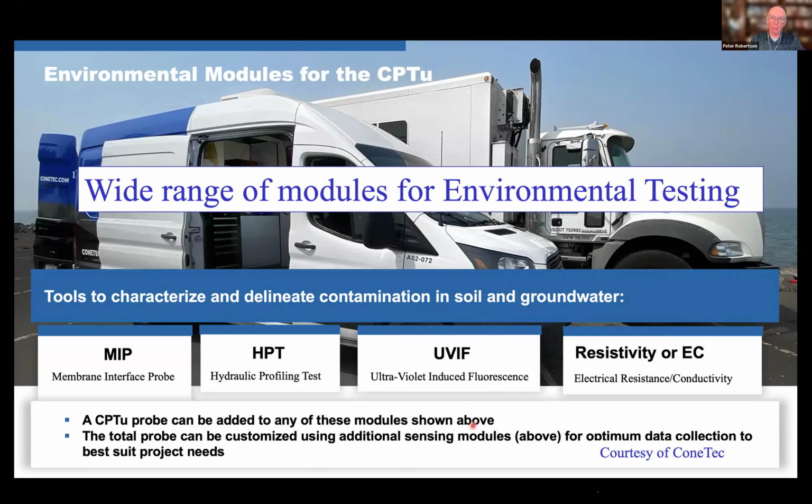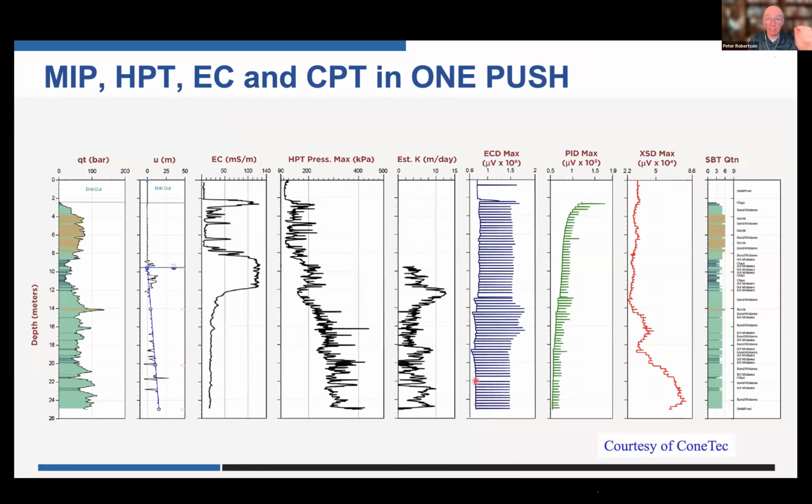So these modules have become very popular. Here's just an example from one push. This has got the standard CPT data here. It's just showing the tip and pore pressure. Water table is down around 9 meters. And then the next plot is electrical conductivity. The next plot is the pore pressure from hydraulic profiling. So you can see in the sands, the pore pressure is low, but in the clay, it's high. And then from that, you can estimate permeability.